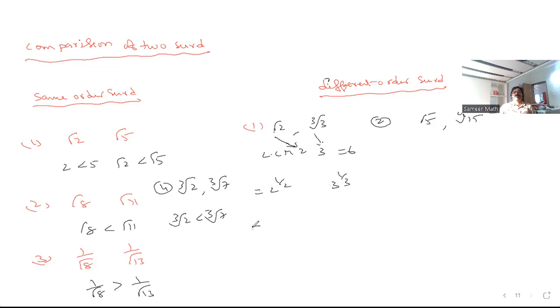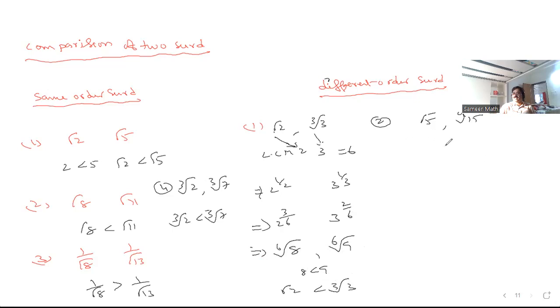You see, I want to write both in a different way. I want to raise the power to 6 now. So 2 to the power of 3 by 6, and 3 to the power of 2 by 6. Now in the next step, you can write the 6th root of 8 and the 6th root of 9. The order is the same. If you want to compare, first you make the order the same, then you compare the radicand. Which one is greater? 8 is less than 9. So you can say that root 2 is less than cube root of 3.